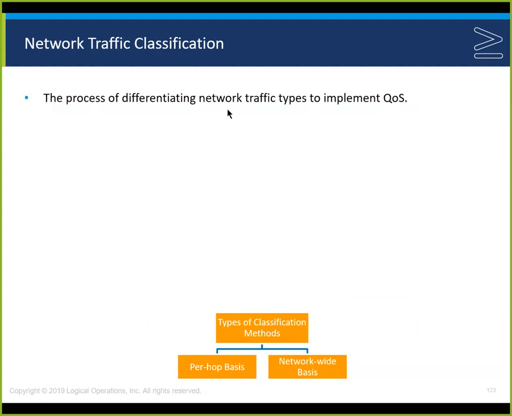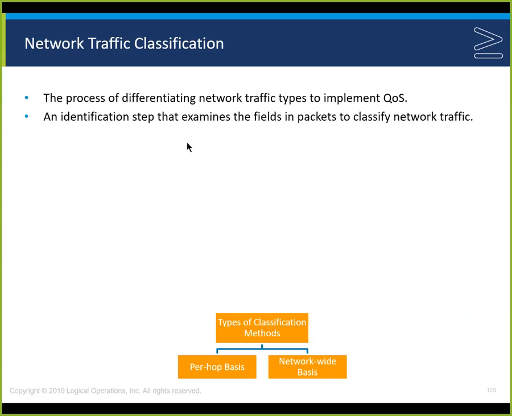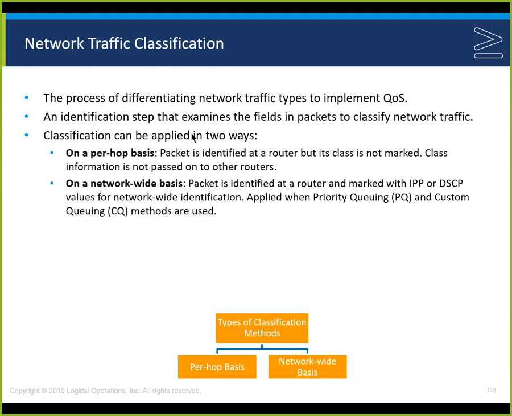The network classification, the process of differentiating network traffic types to implement quality of service. Identification, examine the fields in the packets and classify the networks. And we can do this on a per hop basis or on a network-wide basis. On a network-wide basis, if we classify something in a Cisco device, those classifications aren't going to be trusted by the other Cisco devices. On a network-wide basis, a packet is identified at the router and marked with an IPP, the one that I can never remember here, the markings.